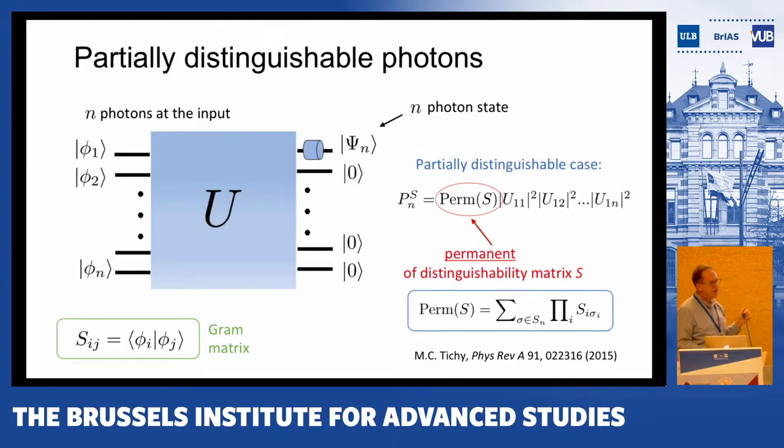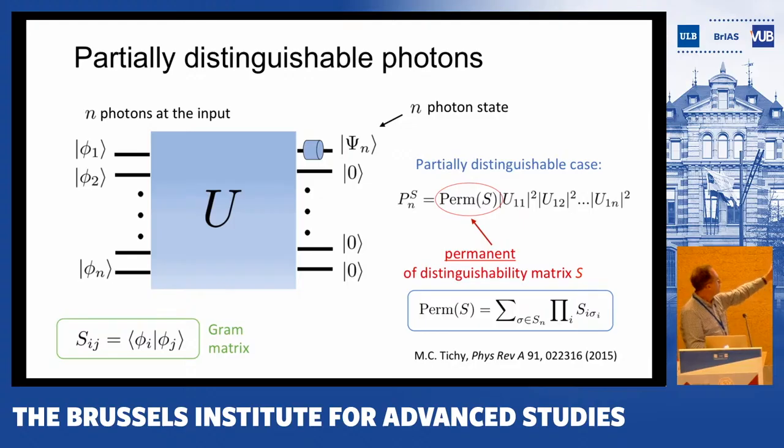This was actually studied by Tichy 10 years ago. So he considered the situation where now our input photons may have arbitrary internal states. This could, for instance, be their polarization. This is modeled by the functions phi1, phi2, etc. So overall, you have a matrix. This is actually a Gram matrix, which is formed with all the pairwise overlaps between every pair of two input states. And the probability of full bunching in that case can be expressed. It really resembles the previous expression, but the n factorial is replaced by the permanent of this matrix S, this Gram matrix, which is called the distinguishability matrix.